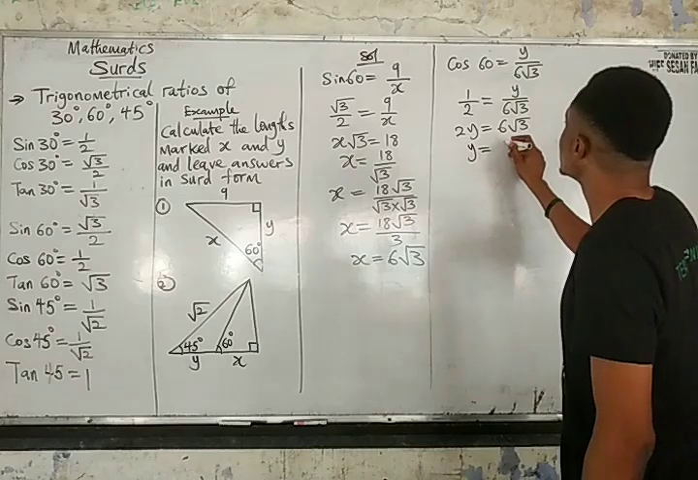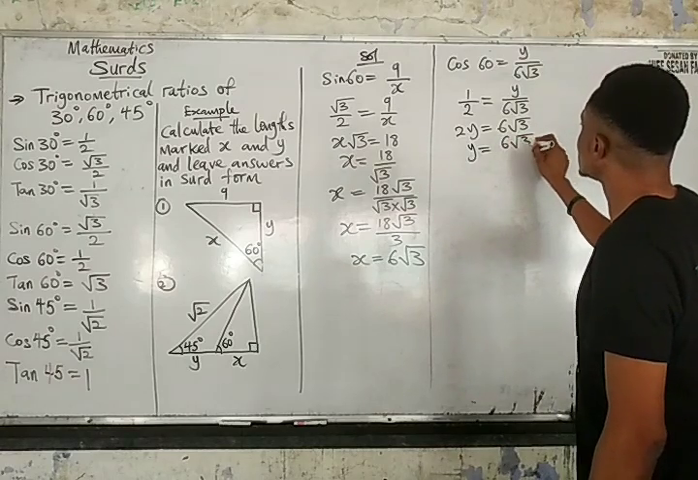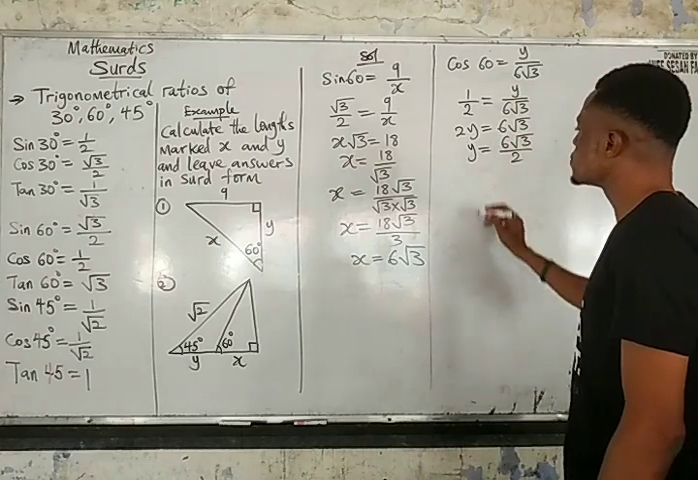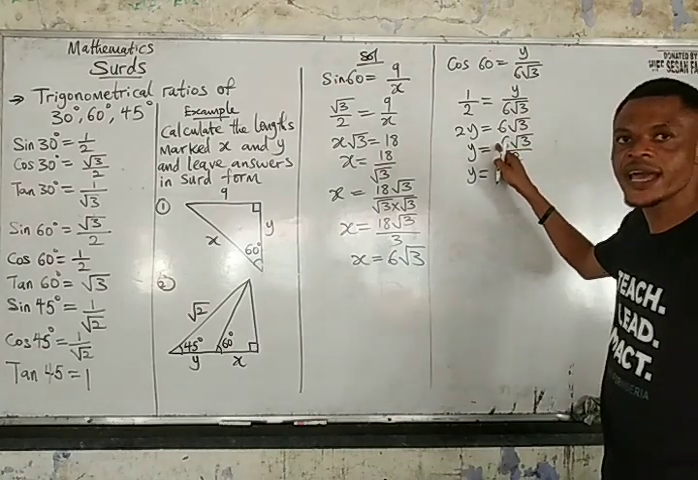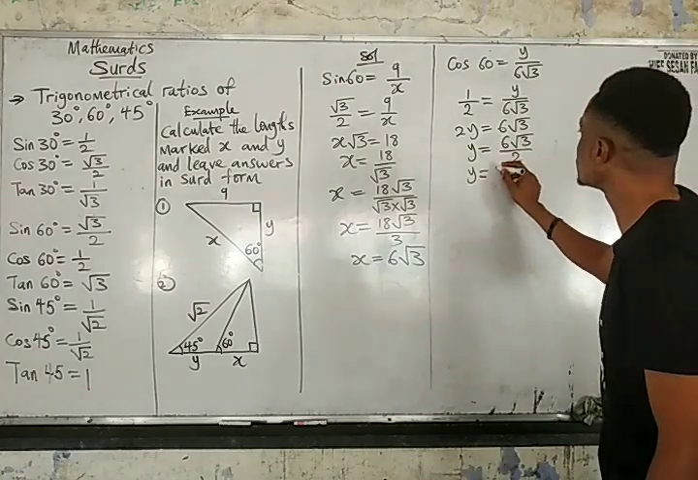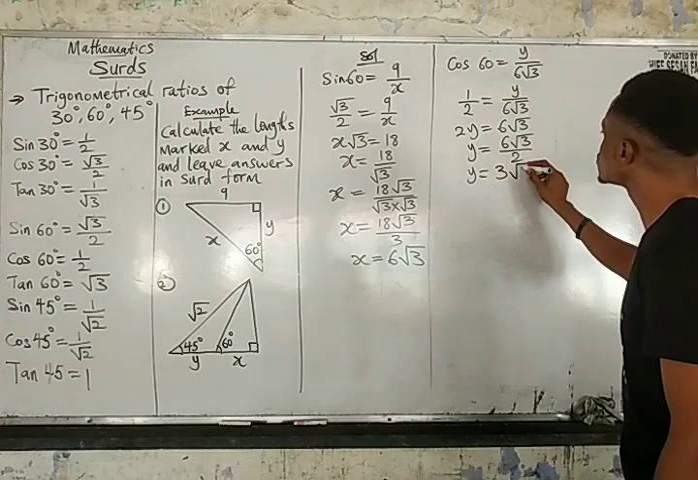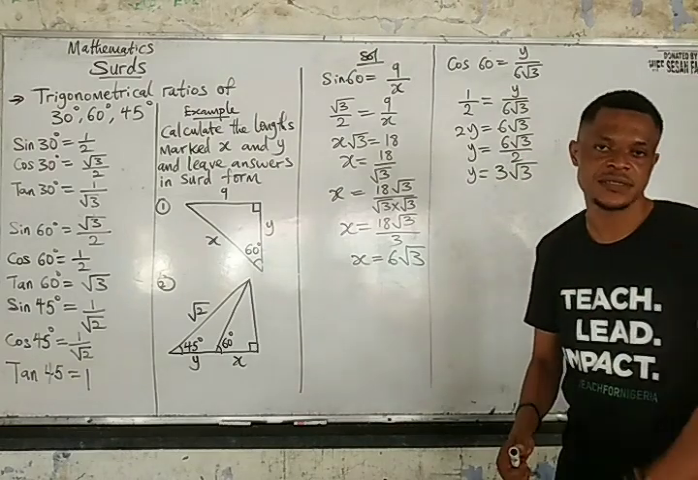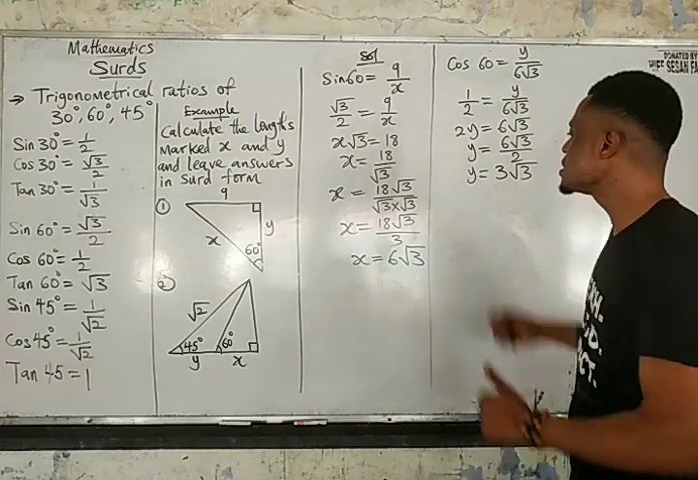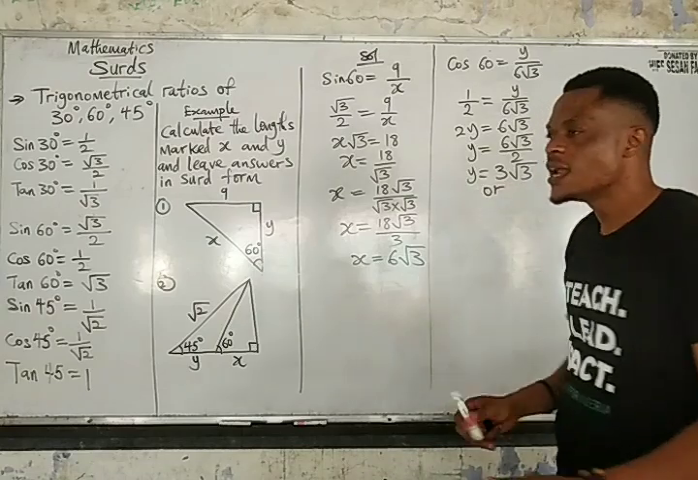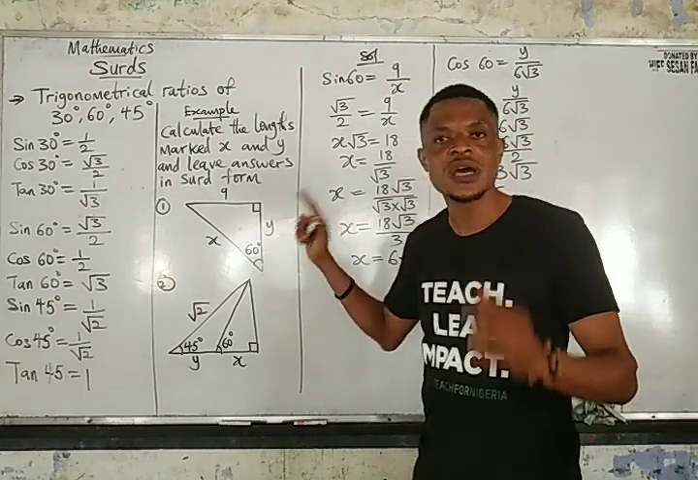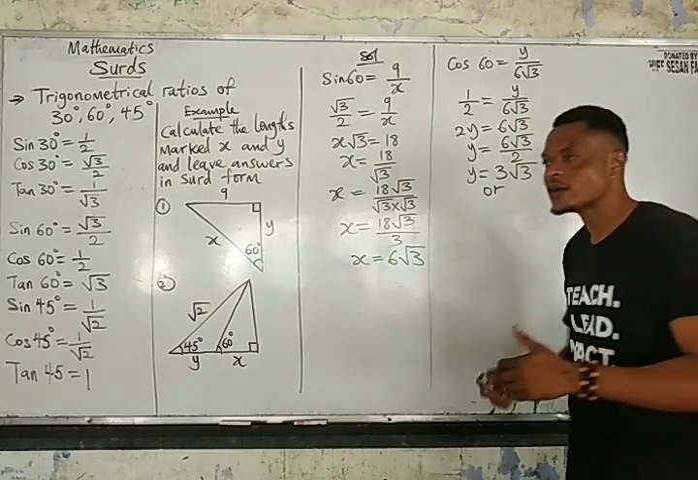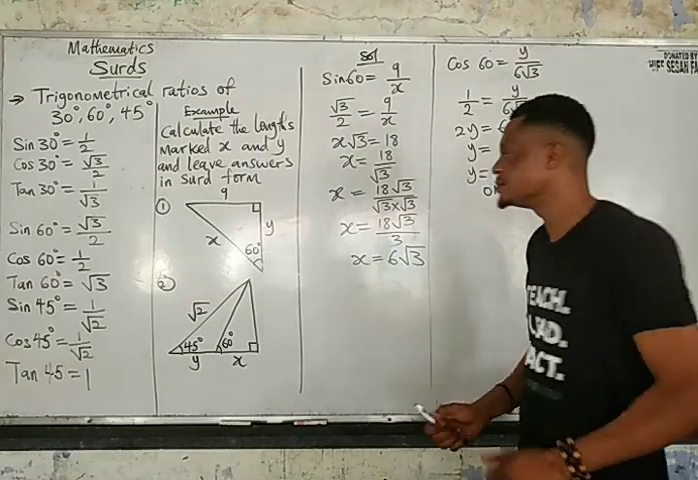So we have y equal to 6 root 3 all over 2. 2 goes here, 1. 2 goes here, 3. So our y ends up to be 3 root 3. Easy. Likewise, if we choose to use tan, let's verify if tan 60 will also give us the same value as y for the purpose of learning.